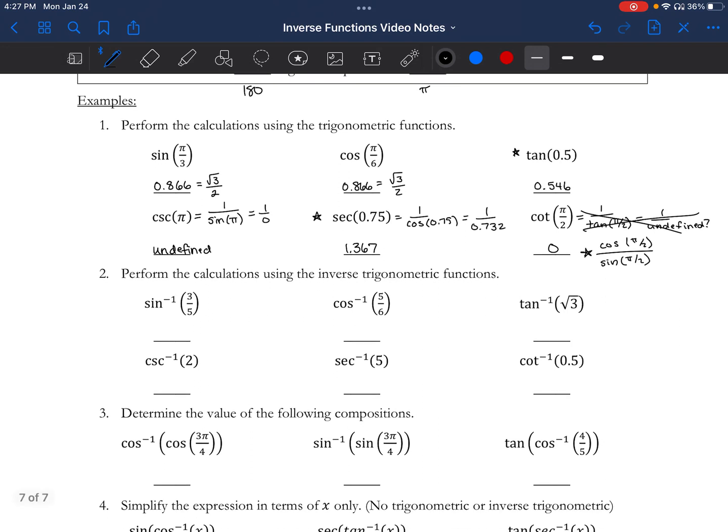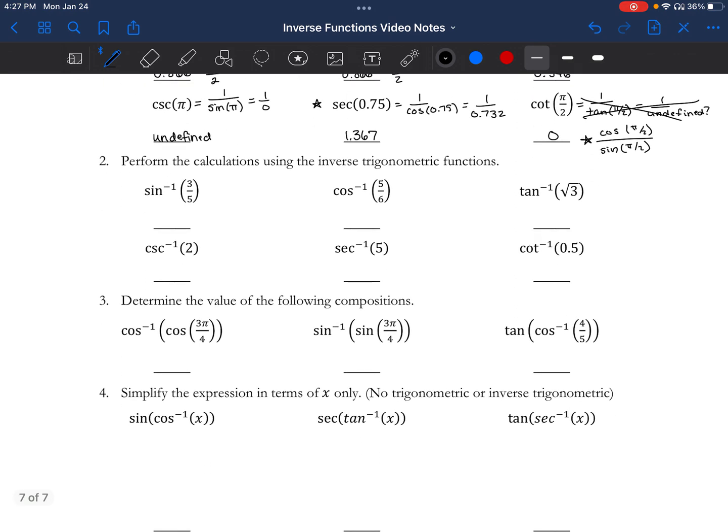Now, I'm going to move on and do the inverse trigonometric function. So all of these buttons are going to be kind of similar. The only thing that's really different is you're going to either hit, depending on the calculator, the shift button and then sine, cosine, or tangent, or you're going to hit the second button, depending on which calculator you've got.